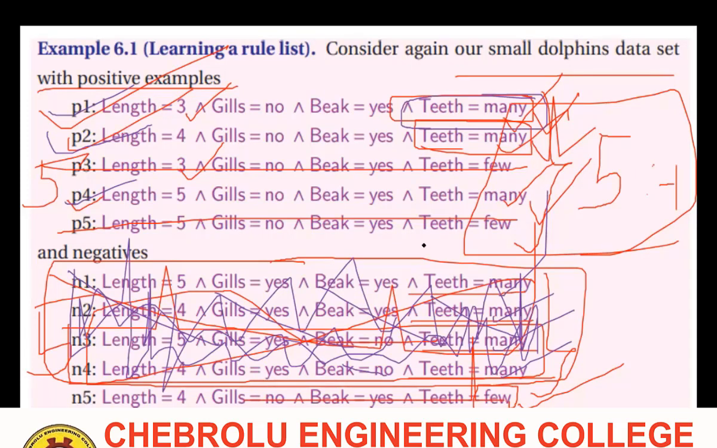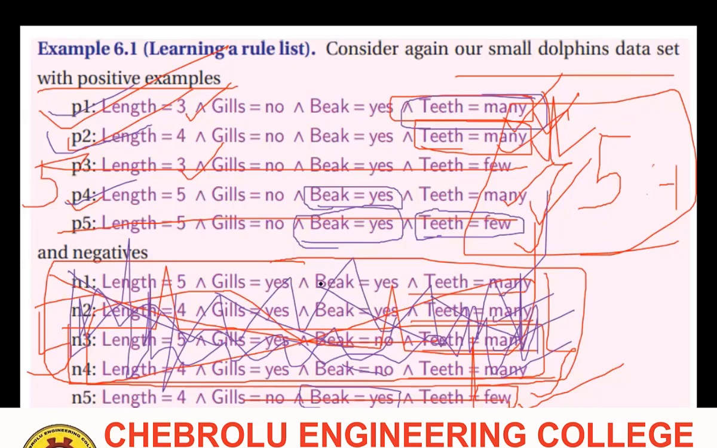Suppose I make a literal called wake is equal to S. Then it covers P4, sorry, it covers P4 and it also covers N5. So we cannot have this literal. We cannot add it because it covers both positives as well as negatives. Now you take teeth is equal to few. In this case also, it covers P2, P3, and P5. It also covers N5.